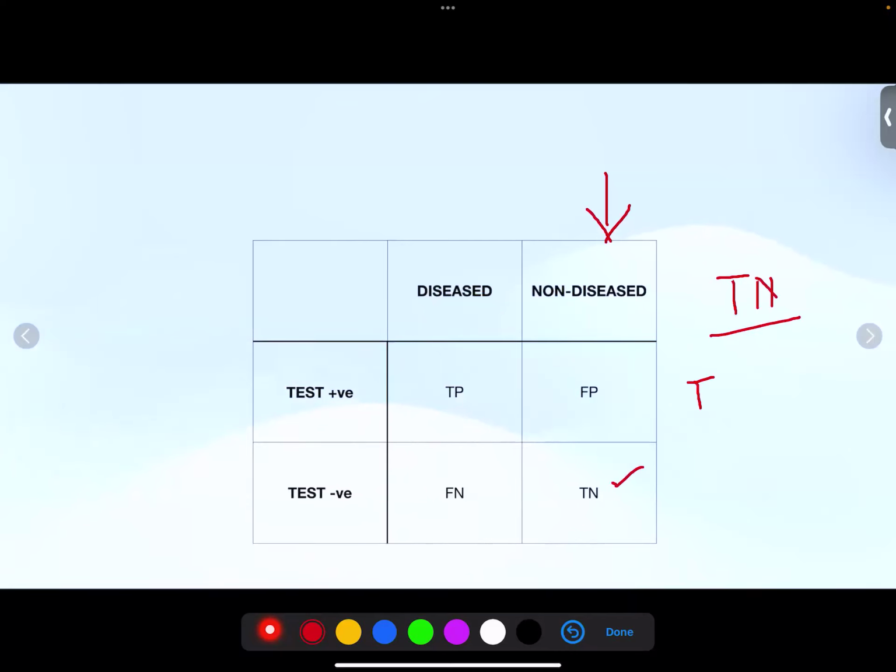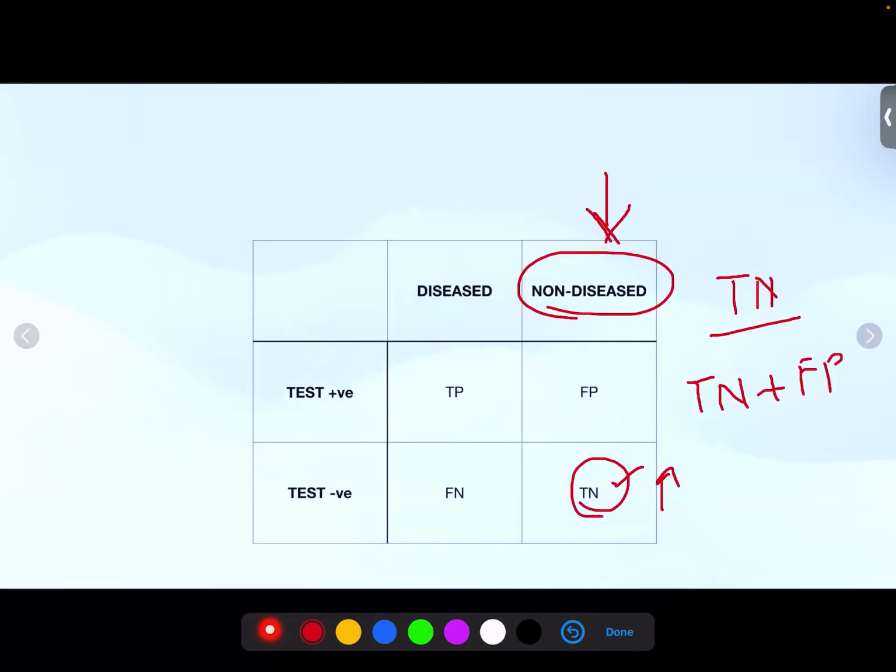So true negative divided by true negative plus false positive. Why are we writing false positive? Because both are actually non-diseased individuals. So the specificity of a test actually detects the true negative. The more the true negatives, it means the more the specificity of the test. And this first column, if you just remember like this, is actually the sensitivity, and this is specificity.